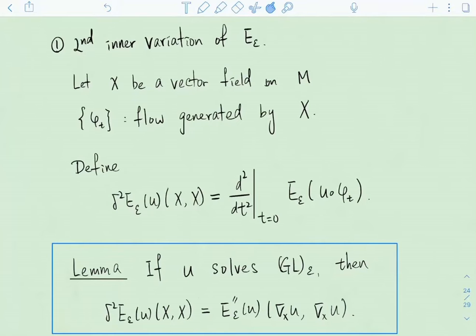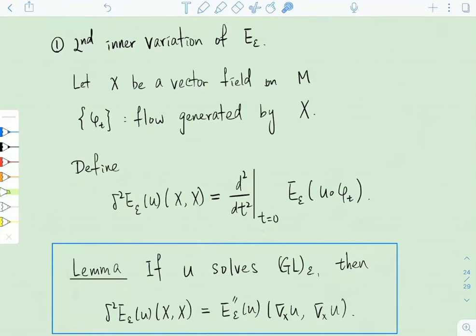Let's say we're in a setting where we're on a Riemannian manifold M, and we have a complex valued function U, and we look at the Ginzburg-Landau functional with parameter epsilon. Now take a vector field X on M, look at its flow, phi sub t, evaluate the Ginzburg-Landau functional along U composed with the flow, and compute the second order derivative. Denote the result by this. We'll call this the second inner variation of the Ginzburg-Landau functional along X.